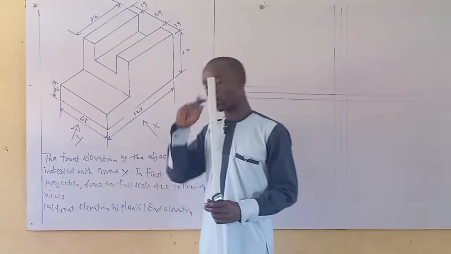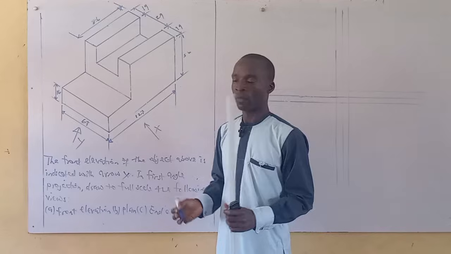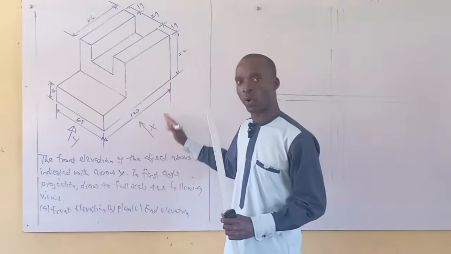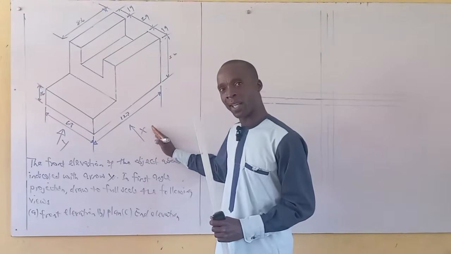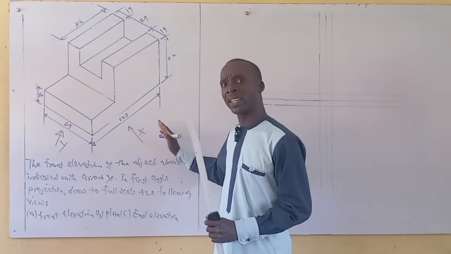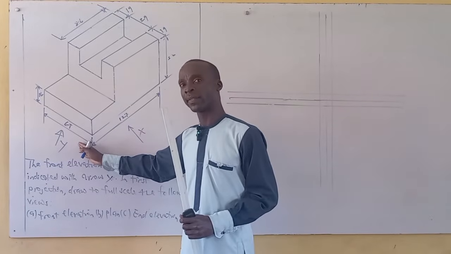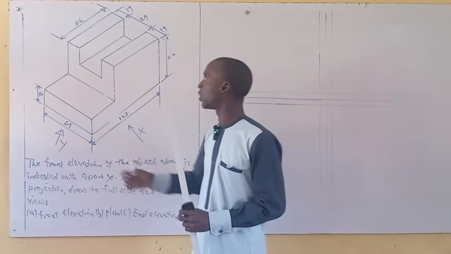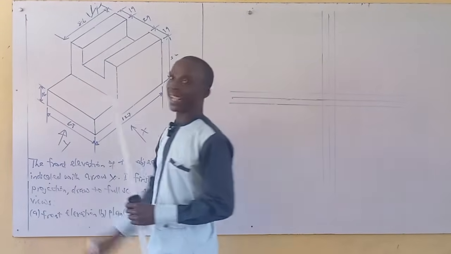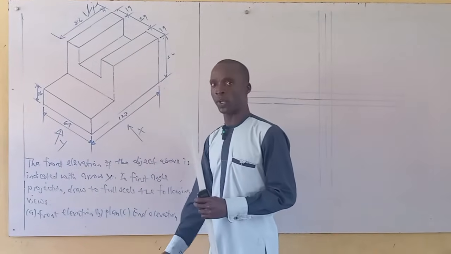Remember that in class we talked about the principal views of objects. The front elevation is always given to you. The arrow is always given as A or any letter of the alphabet. Once the front elevation is given, the other side must be the side elevation or the end elevation, while the plan view is always viewed from the top. So let's go ahead and solve the question on the board.